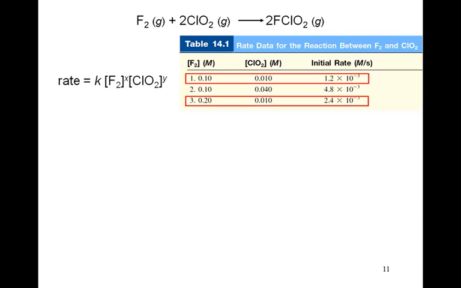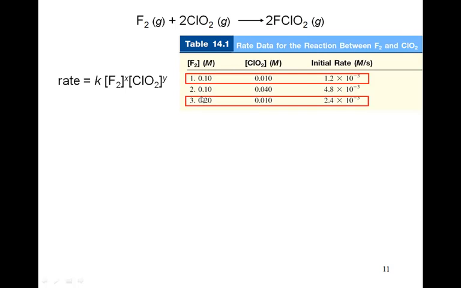If we pick the first experiment and the third experiment, we see that the concentration of the ClO2 stays the same, but the concentration of the F2 changes. So, what happened to the concentration of the F2? Well, to go from 0.1 to 0.2, it doubled. What happened to the rates? The rate initially, when the concentration was 0.1, was 1.2 times 10 to the negative 3. And when we doubled the concentration, the rate is now 2.4 times 10 to the negative 3. So you can see, as we doubled the concentration, the rate also doubled.